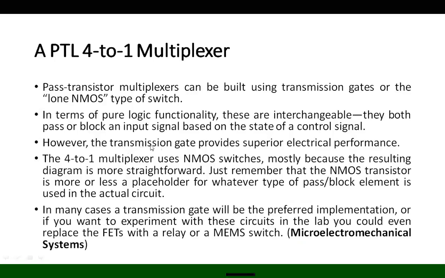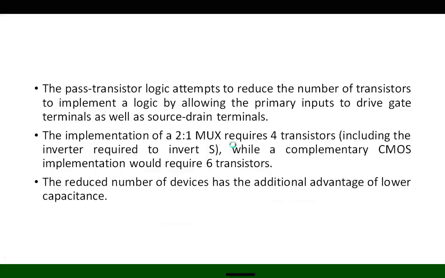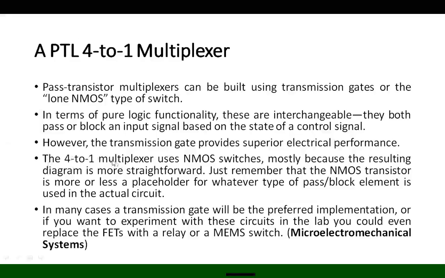The transmission gate provides superior electrical performance. The reason why it gives superior electrical performance is because delays are less, because of fewer transistors, and it is not connected to VDD and ground. The 4:1 MUX uses NMOS switches mostly because the resulting diagram is more straightforward. NMOS transistor is more or less a placeholder for whatever type of pass or block element is used in the actual circuit. Now, the applications where we'll be using them will decide the preferred implementation.